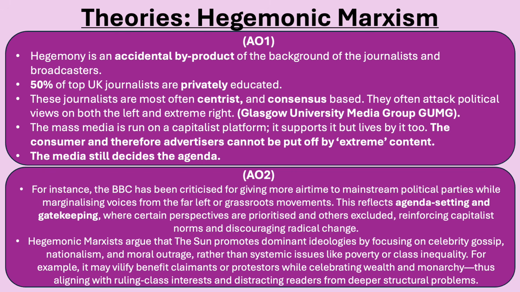For instance, the BBC has been criticised for giving more airtime to mainstream political parties while marginalising voices from the far left or grassroots movements. This reflects agenda setting and gatekeeping where certain perspectives are prioritised and others excluded, reinforcing capitalist norms and discouraging radical change. Hegemonic Marxists argue that the Sun promotes dominant ideologies by focusing on celebrity gossip, nationalism, moral outrage, rather than systematic issues like poverty or class inequality. For example, it may vilify benefit claimants or protesters while celebrating wealth and monarchy, thus aligning with ruling class interests and distracting the reader from deeper structural problems.